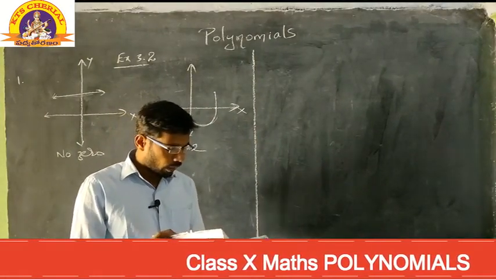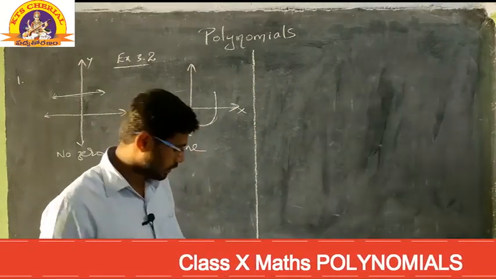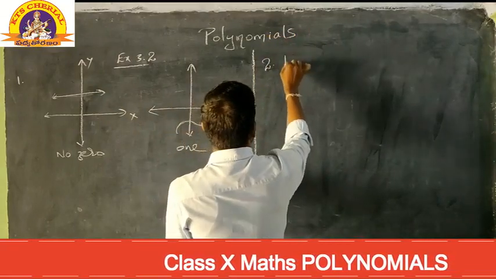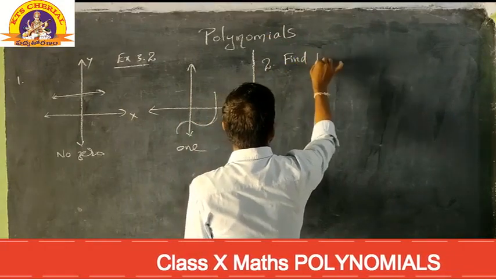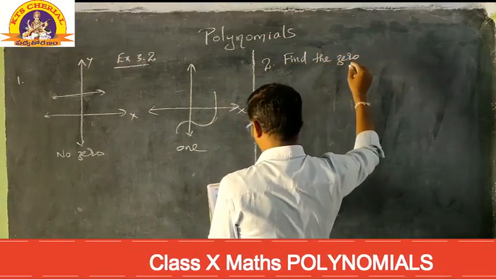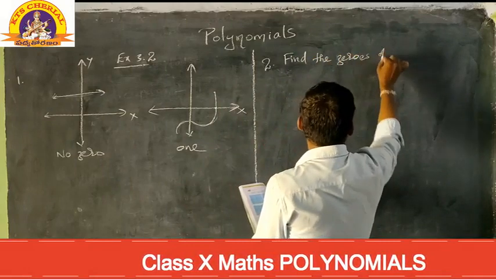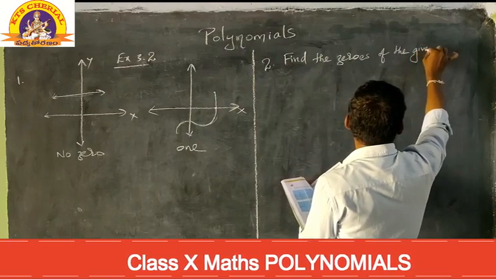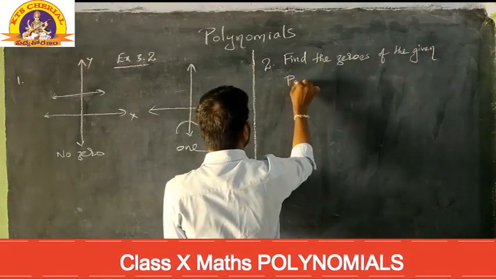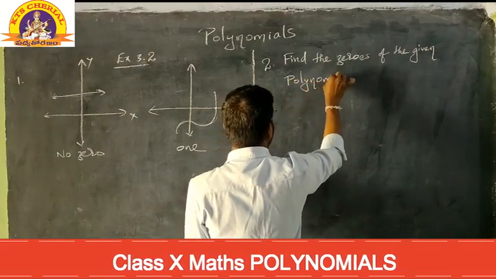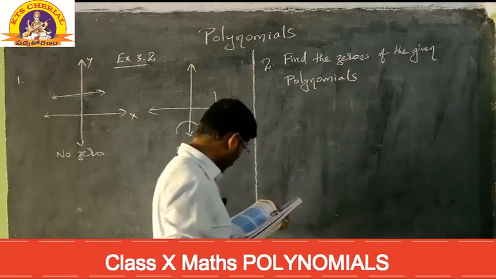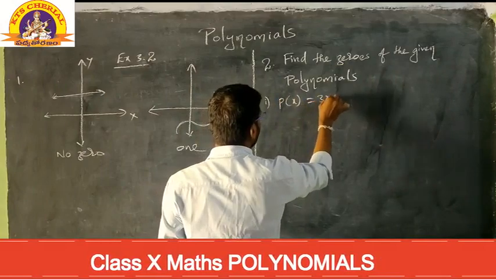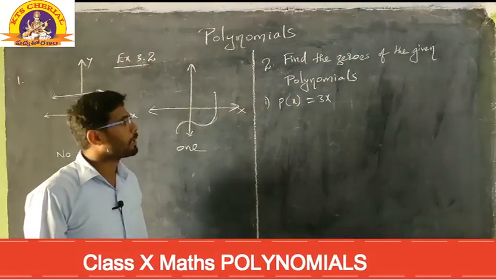Now next, what is being asked? Find the zeros of the given polynomials. Second bit. First problem: whatever he has given, p of x equals 3x. He has given one polynomial, p of x equals 3x.